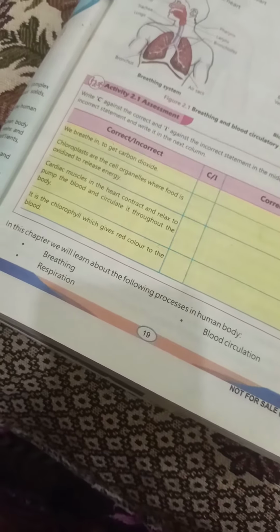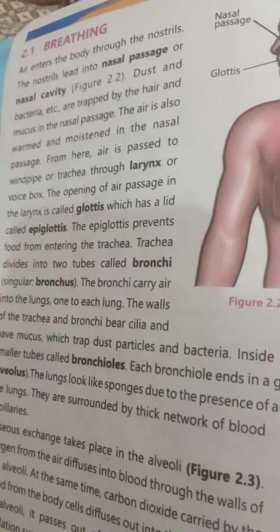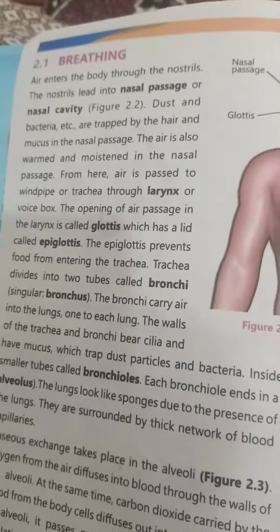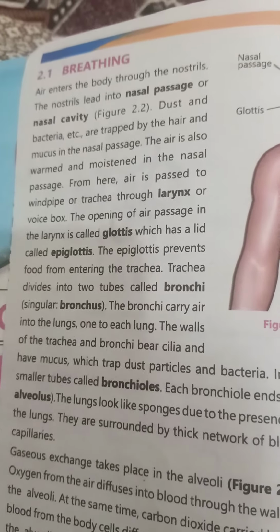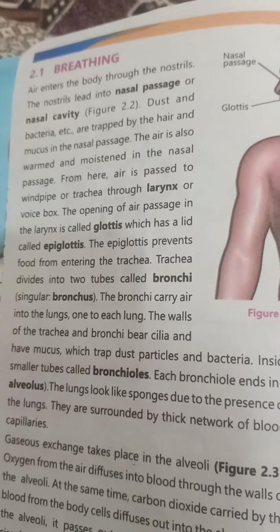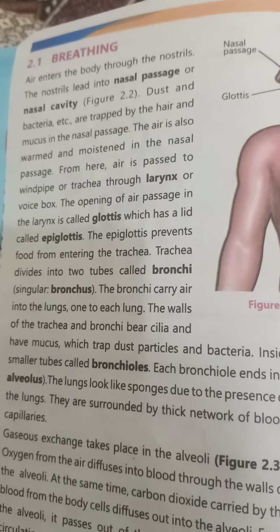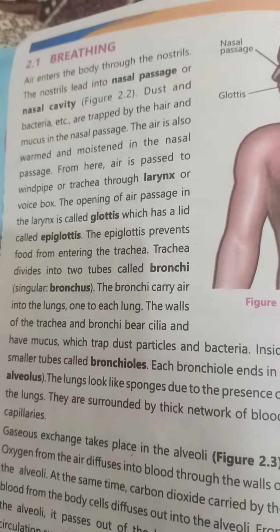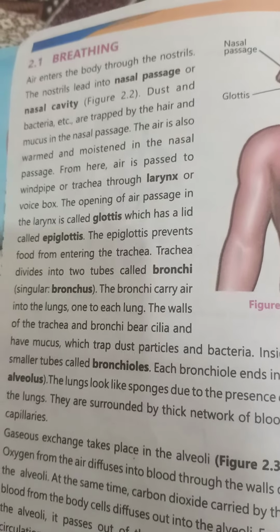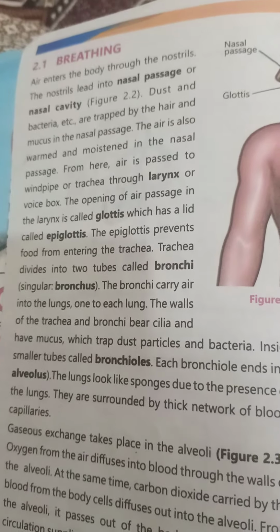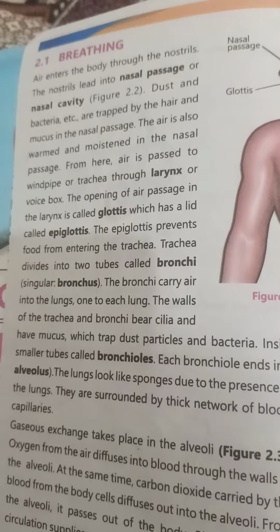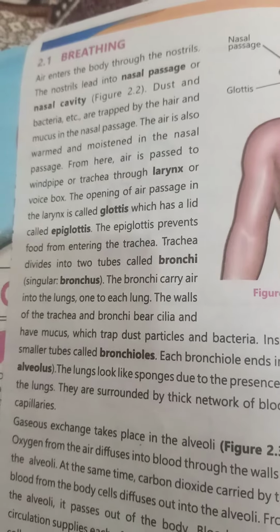In this chapter, we will learn about the following processes in the human body: breathing, respiration, blood circulation. First point: breathing. Air enters the body through the nostrils. The nostrils lead into the nasal passage or nasal cavity. Dust and bacteria, etc., are trapped by the hair and muscles in the nasal passage. The air is also warmed up and moistened in the nasal passage. From here, air is passed to the windpipe or trachea through the larynx or voice box.